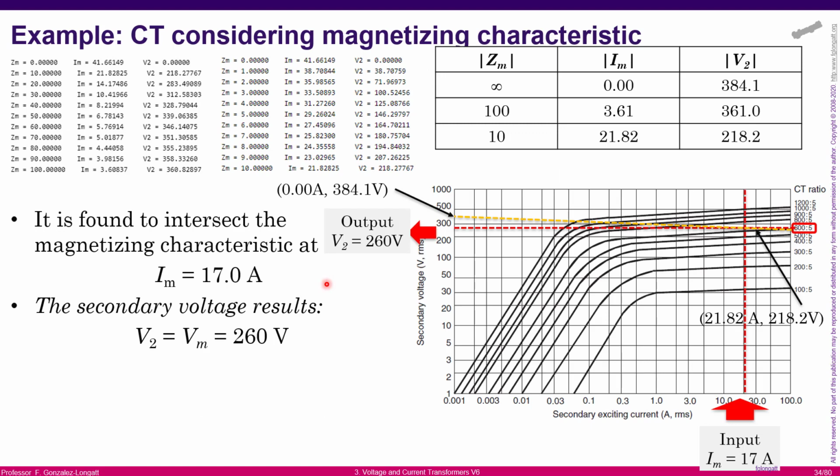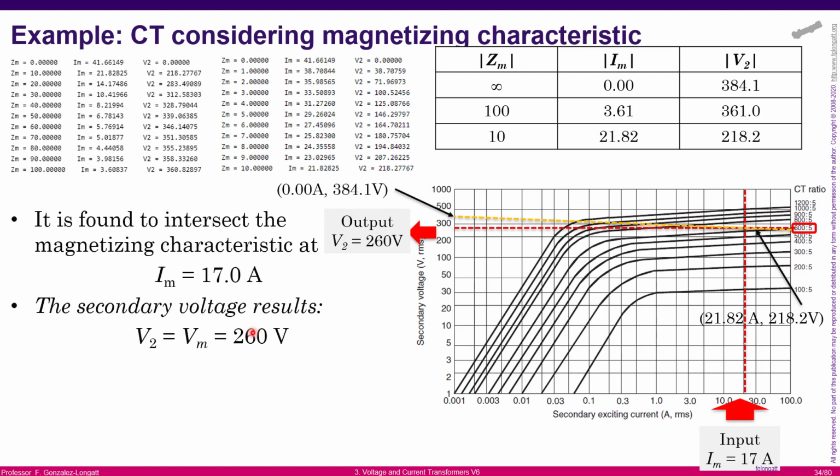Okay, the most critical step, because what we need to find is the real values of the magnetizing current and the magnetizing voltage that satisfy equation 1 and equation 2, but at the same time follow the rule defined by the magnetizing curve. In this case, in yellow color, what we did is we took the values from the table, and the yellow line is an approximation of plotting the results for different magnetizing impedance. And then what we did is intercept the magnetizing curve of the transformer 600 to 5, and we found that the intersection is at 17 amps and 260 volts.